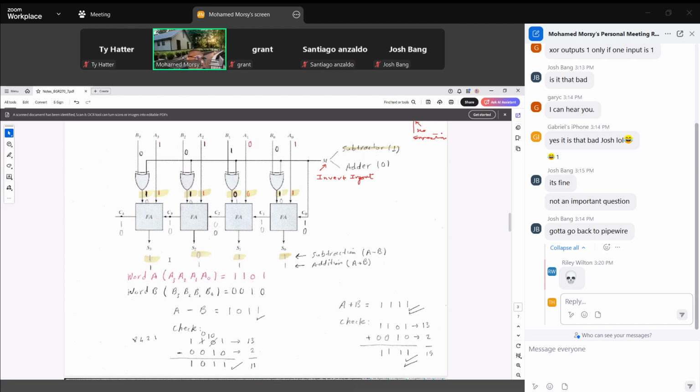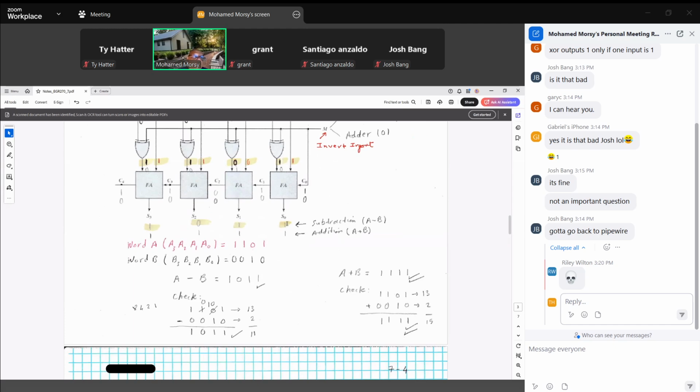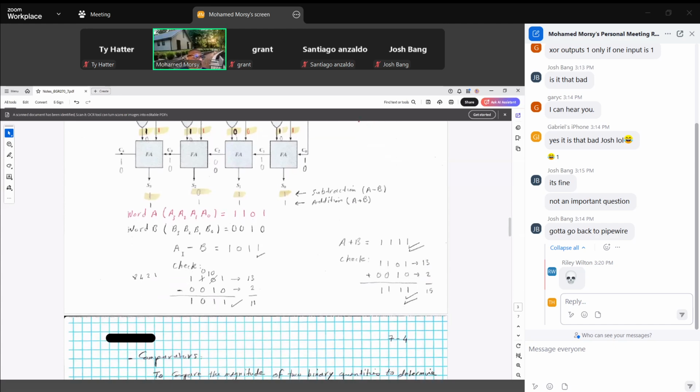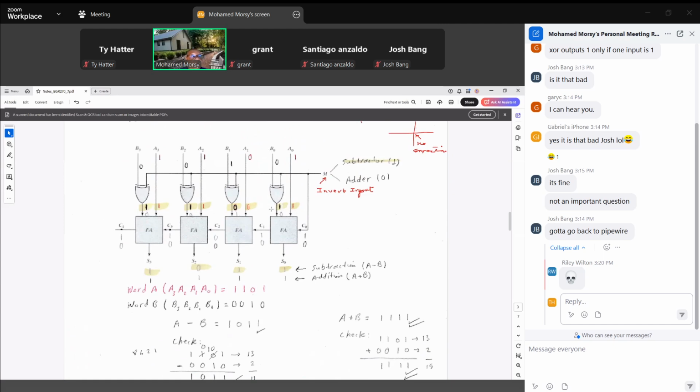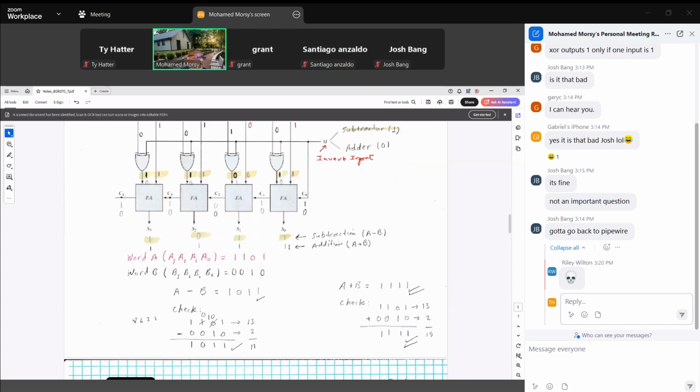1, 1, 0, 1 in this order. Start from S0, the LSB, and end with S3, which is the MSB. Of course, we ignore these carry 1s as output. So when we subtract A minus B, because we inverted the B input, this means minus B. So A minus B, we got 1, 1, 0, 1.